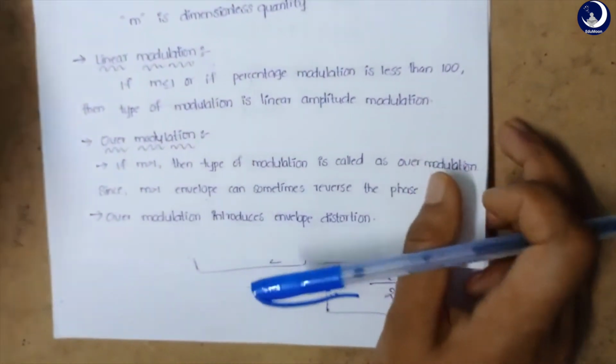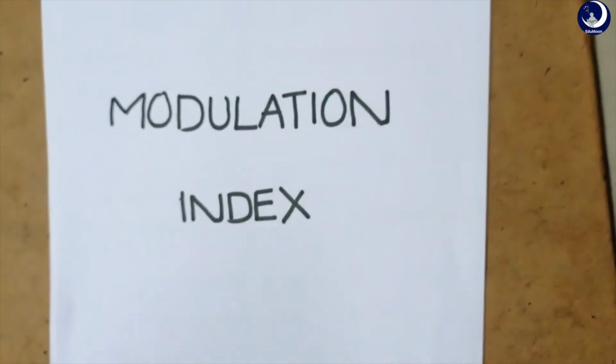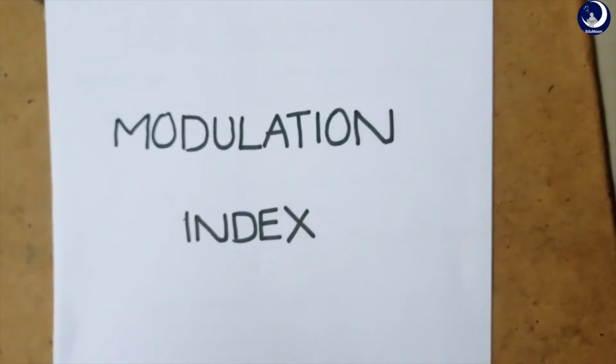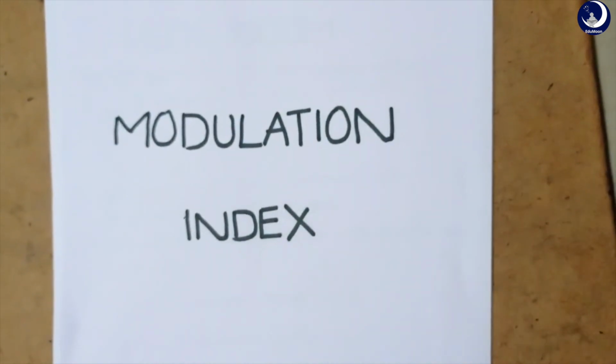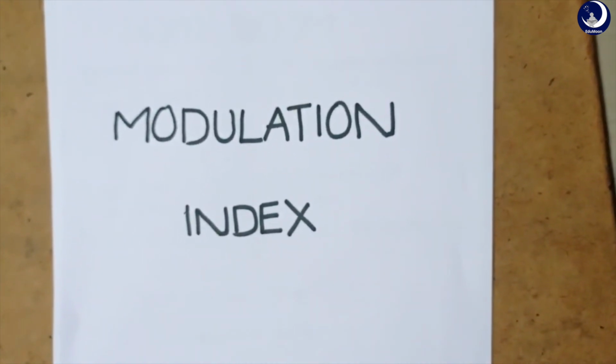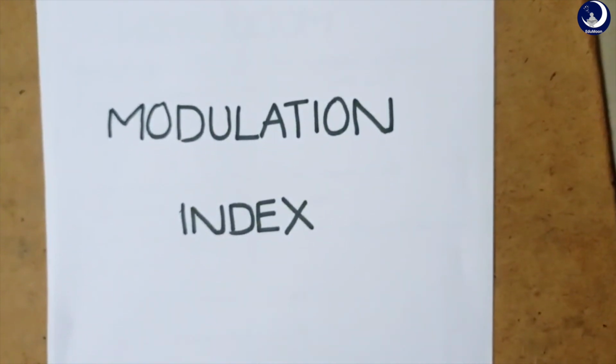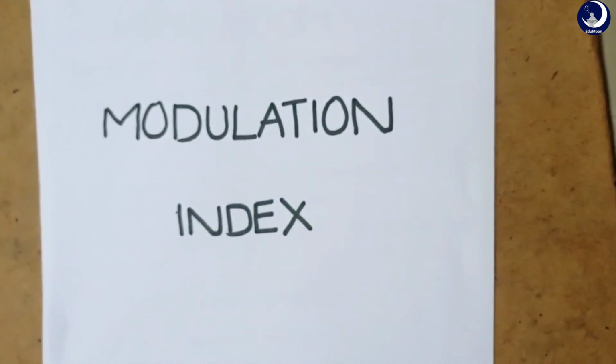So this is about today's class, that is modulation index. In today's class we discussed what modulation index is and how we can evaluate it, and we also did 2 problems. In the next class we will look into the different types of amplitude modulation, and we will also look into how we calculate power.